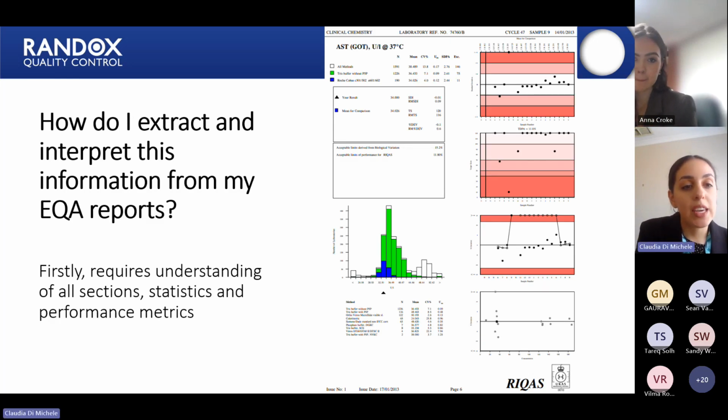So how do I extract and interpret this information from my EQA reports? We're going to be talking in the context here of RIQAS reports, but this is applicable to all types of EQA reports, not just RIQAS. Firstly, it requires understanding of all the sections, statistics and performance metrics in your report.